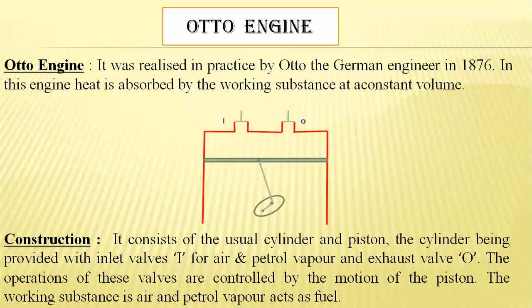Now, this is the construction. The Otto engine consists of a usual cylinder and a piston. The cylinder is provided with inlet valve I for air and petrol vapor, and exhaust valve O. The operations of these valves are controlled by the motion of this piston. The working substance is air and petrol vapor which acts as fuel.